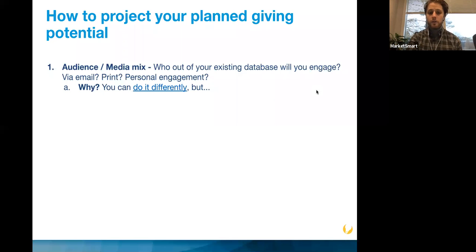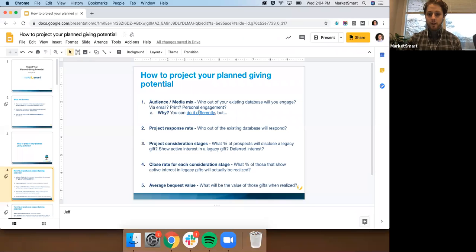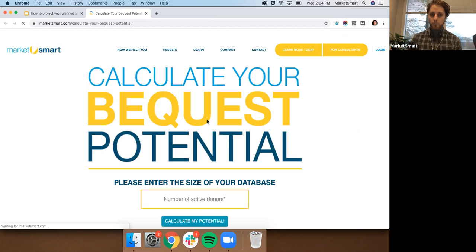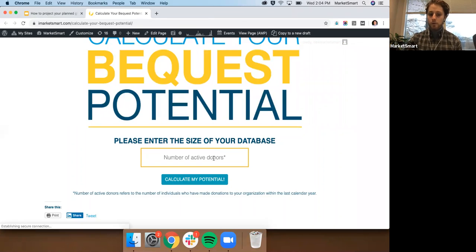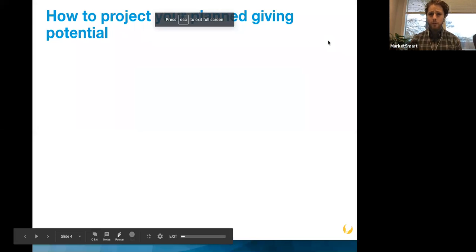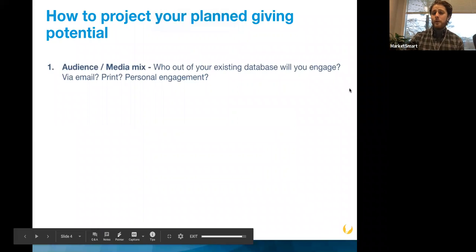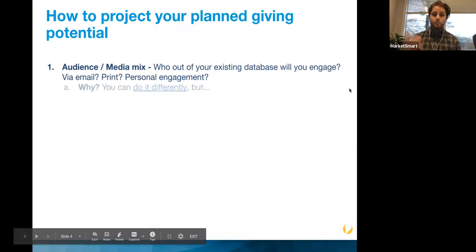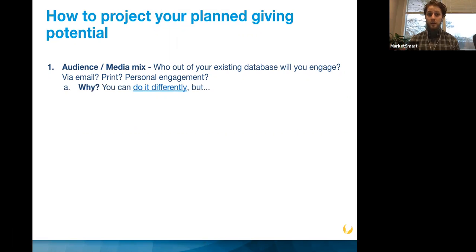And I'll give you a very tangible example here. I'll actually come out of the presentation and click on this link. If any of you are familiar, here at MarketSmart, we actually have a bequest calculator. It's very simple. Calculate your bequest potential. Put in a number of donors and we'll calculate your bequest potential. The thing is, that's actually not that in-depth. This is kind of high level and you can really poke holes in it, and it's not going to be the type of information that you want to convey to your board, to your leadership, or that you want to use in really advanced conversations about strategies, budget allocation, things like that.